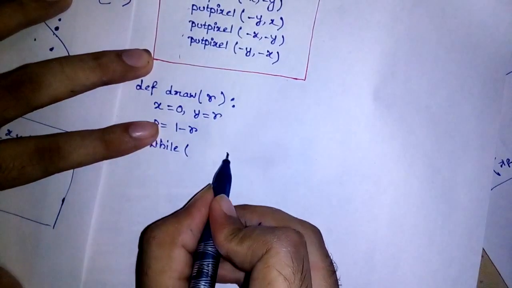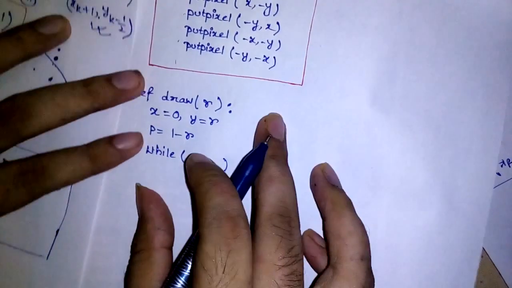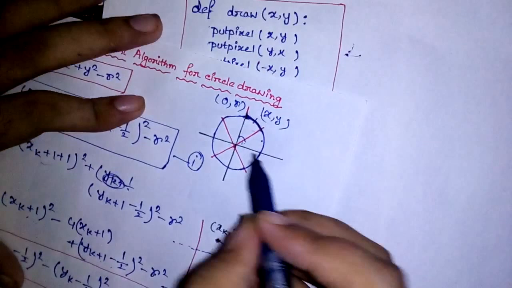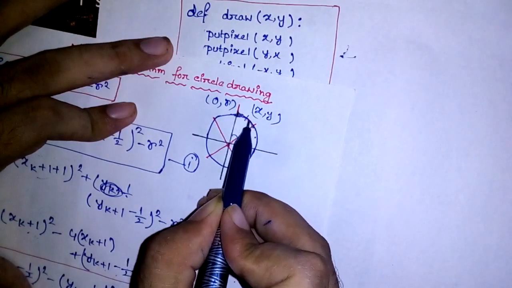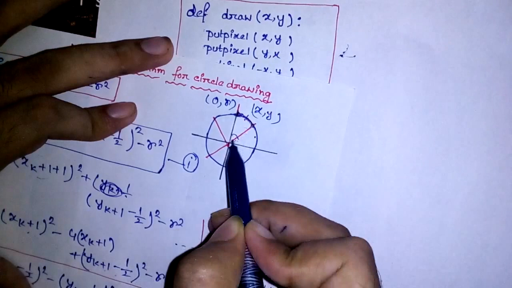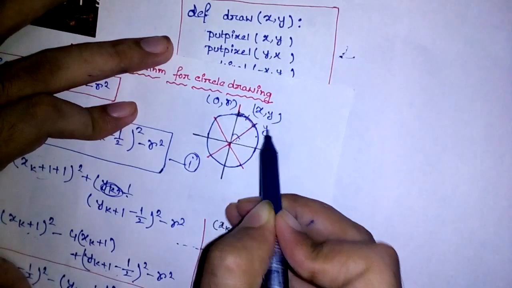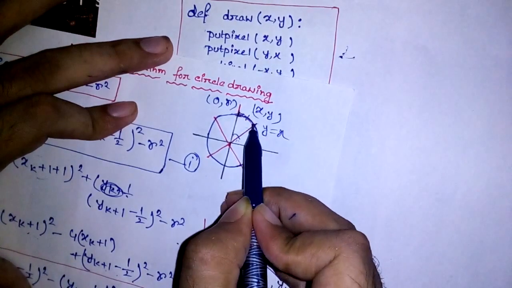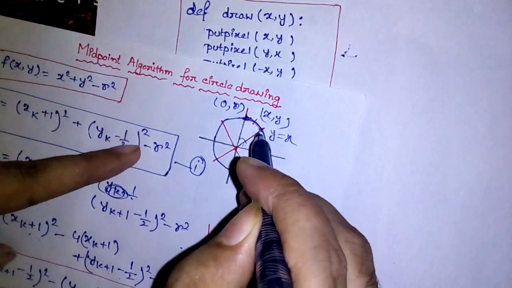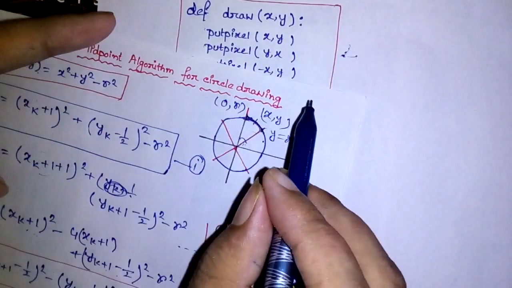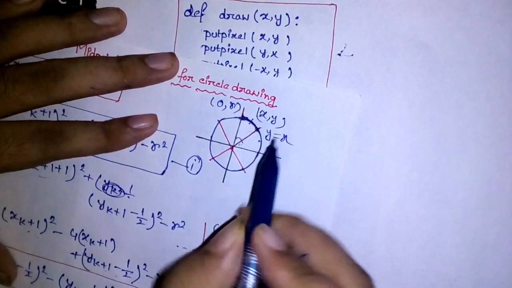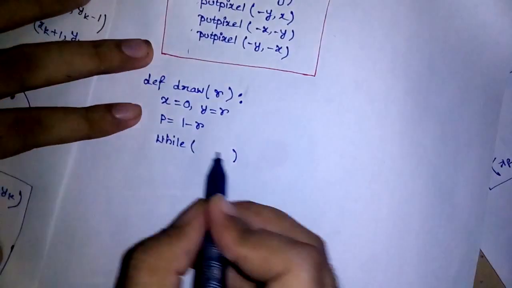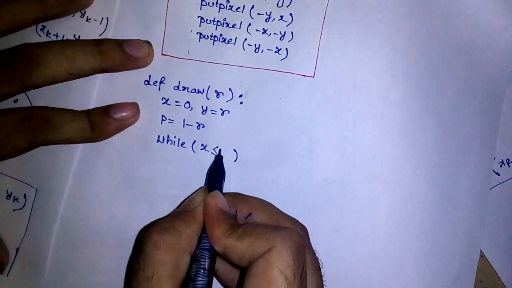Now what should be the stopping condition here? If you notice, up to this point x is less than y, and at this point, which is nothing but the y equals x straight line, x will be equal to y. As soon as we hit this point we should immediately stop, because after this point y will be greater than x. So the stopping condition is simply x less than or equal to y.